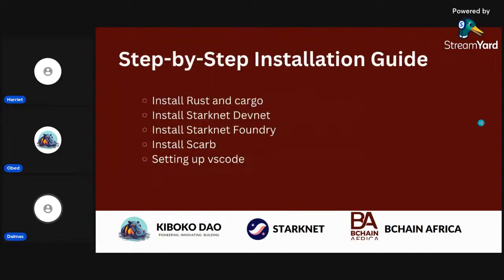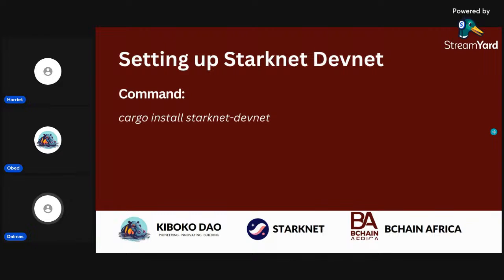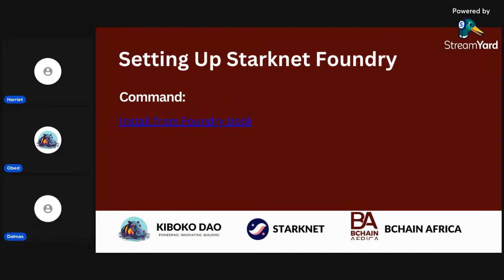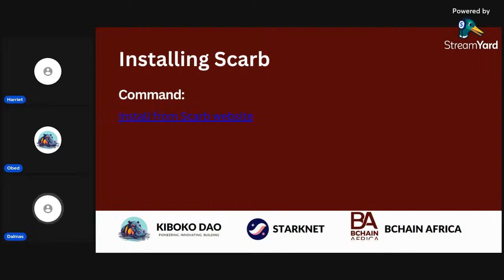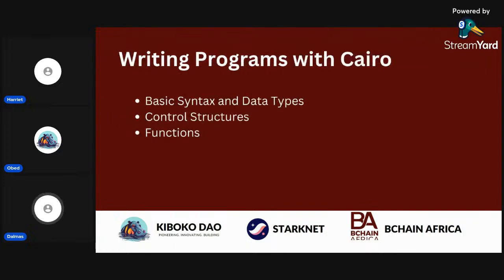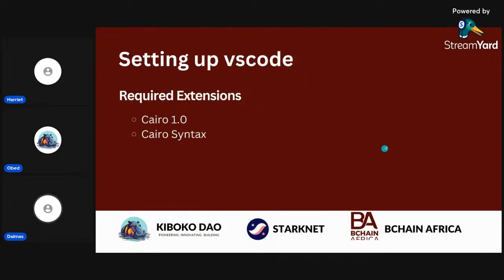And also after that, we have this setup installation guide. Start by installing Rust, then setting up Starknet DevNet, Starknet Foundry, installing Scarb, and setting up VS Code. That's what we covered in session 2. If you missed this, kindly refer to the other video. So I'm not going to go through the complete installation steps, starting from installing Rust, installing DevNet, installing Scarb, and setting up VS Code.